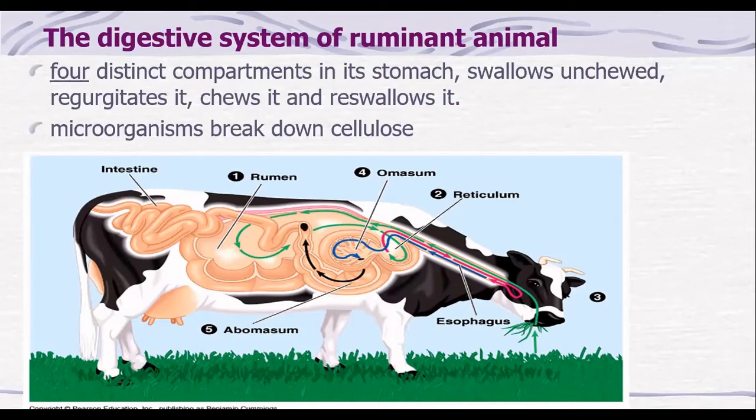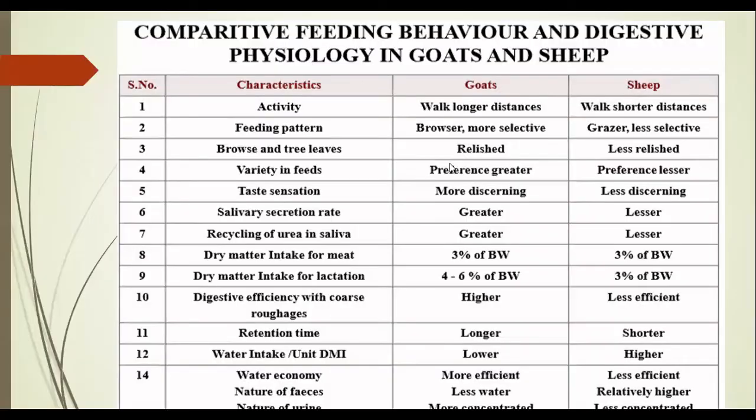Now, that is all about the digestion, because I'm not here to talk about the digestion, but we just need to talk about it. Then let's go to the next slide. We have the comparative feeding behavior and digestive physiology in goats and sheep.